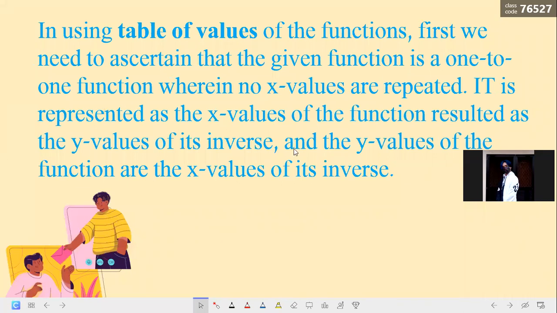Okay, so as said here on this slide, in using table of values of the function, first we need to ascertain that the given function is a one-to-one function wherein no x values are being repeated. Ibig sabihin, isa lang na isa yung value ng x na isa-substitute natin. Then it is represented as the x values of the function resulted as the y values of its inverse. And the y values of the function are the x values of its inverse. Parang yung kaninang sinabi natin sa definition that the domain of the original function will be the range of the inverse of the function, and the range of the original function will be the domain of the inverse function.